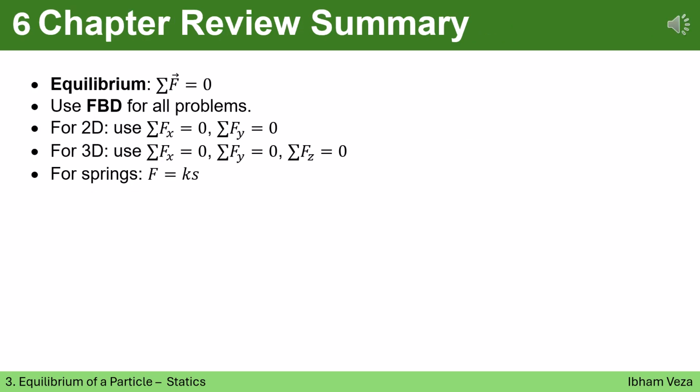direction. Chapter Review Summary. To summarize this chapter, equilibrium occurs when the resultant force acting on a particle is zero. Every problem should begin with a properly constructed free body diagram. For two-dimensional systems, we use the equilibrium equations in the x and y directions. For three-dimensional systems, we extend the analysis to include the z direction. We also reviewed common force elements such as springs, cables, and contact surfaces. Mastering these concepts provides a strong foundation for more advanced topics in statics and mechanics.